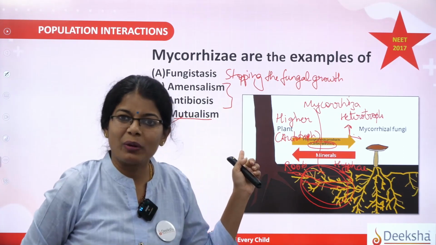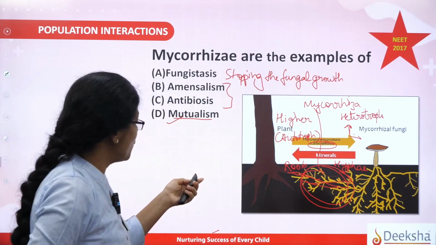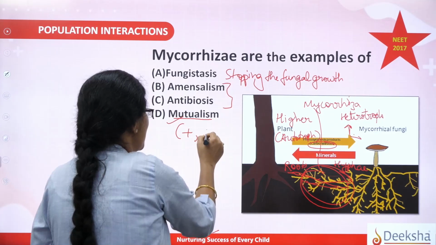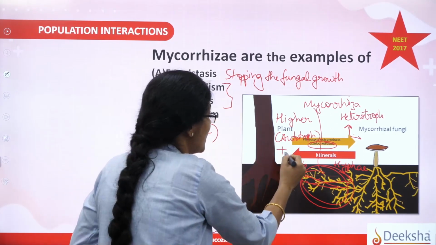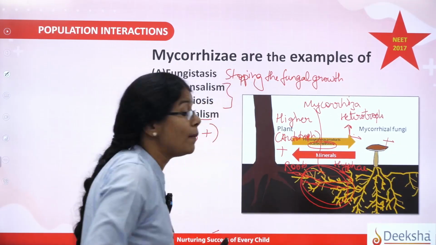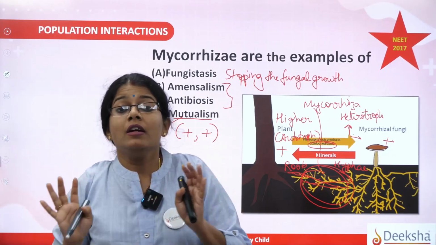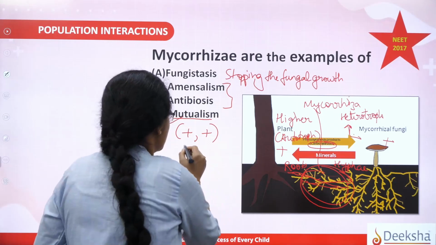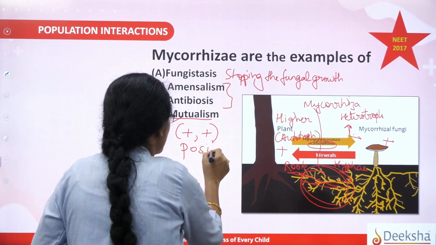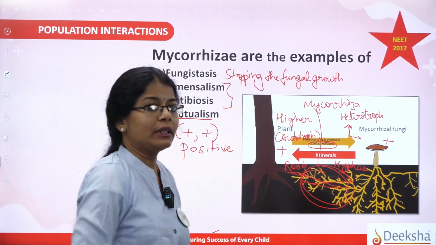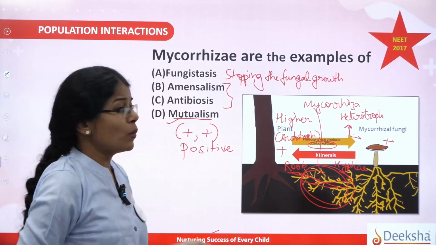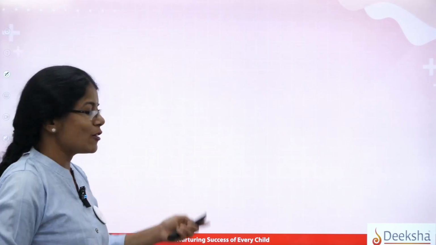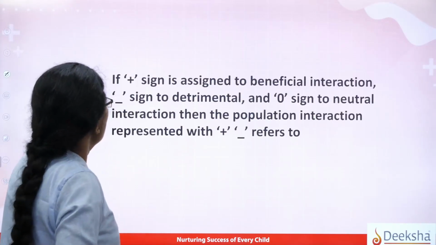Mutualism. Got it? So this type of interaction where both are helping each other will be called a plus interaction. So this is one example: both are in a plus, both are benefited. Such a type of interaction is called a positive interaction. Called as what? The positive interaction. Got it? So one such beautiful example was mutualism, and the answer here is what? Mutualism. Answer option D.